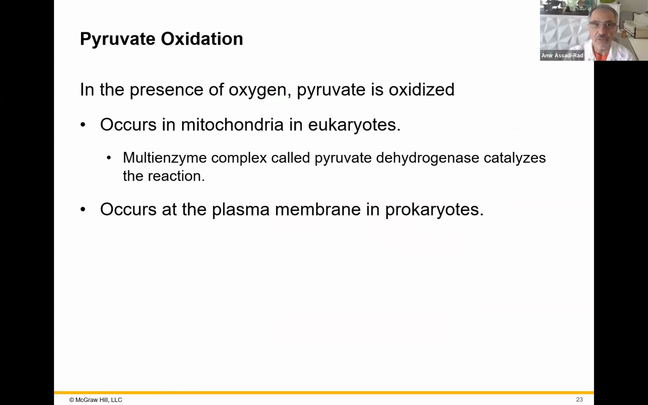Pyruvate oxidation, here we go, occurs in the mitochondria of eukaryotes, by a multi-enzyme complex called pyruvate dehydrogenase. Yeah, this is good. I don't expect you to know this, but remember I said vitamins? This enzyme is a huge enzyme, they call it a complex. It needs vitamins. Your B vitamins are needed here. Some of them, I can't remember. I took these courses a long time ago. So your B vitamins are needed there.